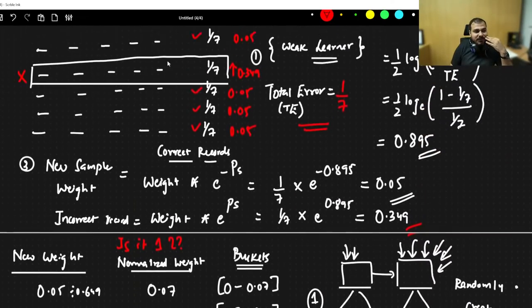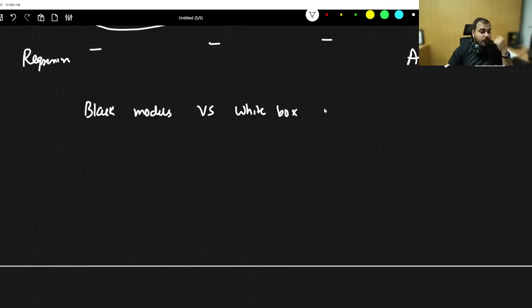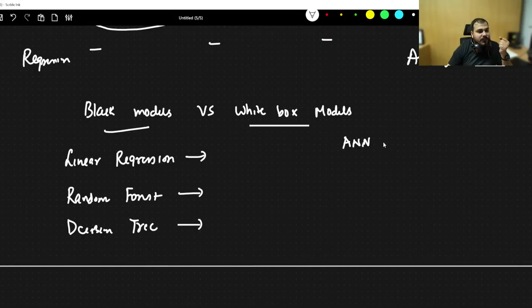I know, nothing is simple, you know? Okay, let me talk about one model, which is called a black box model versus white box. What is the difference between black box model and white box? If I take an example of linear regression, tell me what kind of model it is. Is it a white box model or black box? If I take an example of random forest, is this a white box or black box? If I take an example of decision tree, is it a white box or black box model? If I take an example of ANN, is it a white box or black box model? Tell me guys, this is an interview question. And why probably is it called a black box model?